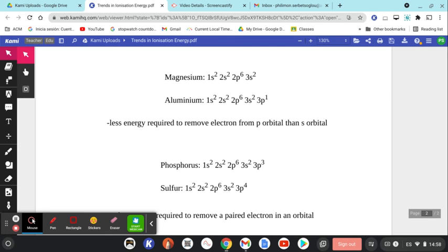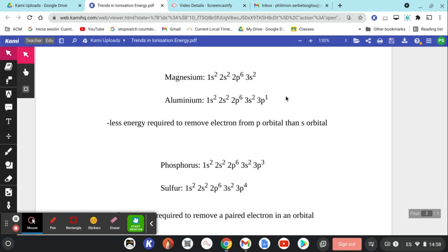So if we take a look at magnesium and aluminium, magnesium in group 2 and aluminium in group 3. This exception we will see when we transition from group 2 to group 3 elements, no matter which period we are talking about. Now, magnesium has an electron configuration of 1s2, 2s2, 2p6, 3s2. Aluminium has the last electron in a p orbital, 3p1.